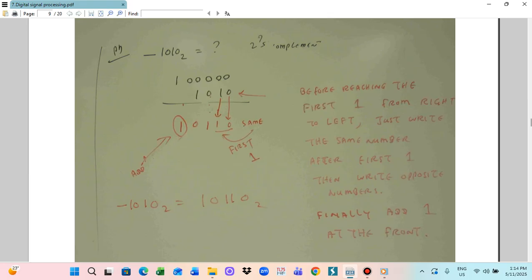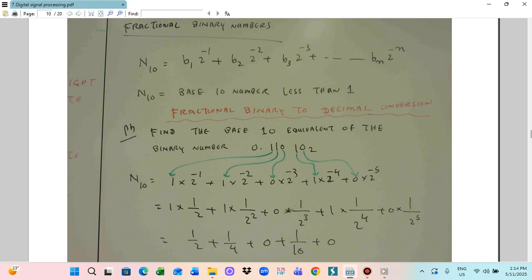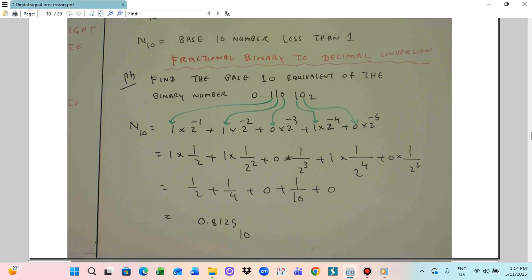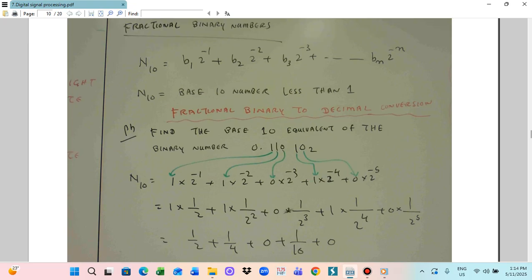And then another one is the decimal number. The decimal is a fractional binary number. In this case, our fractional binary number is given by a formula: it is equal to B1 2 power minus 1, plus B2 2 power minus 2, plus B3 2 power minus 3, and so on up to Bn 2 power minus n. So this is a fractional number.